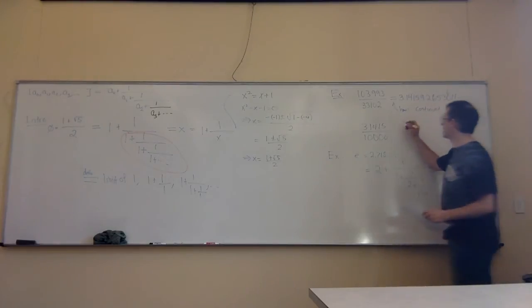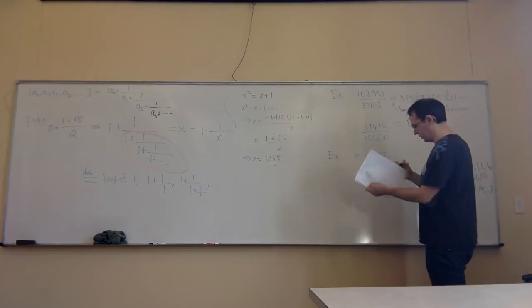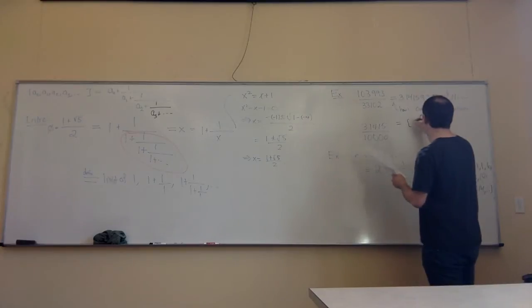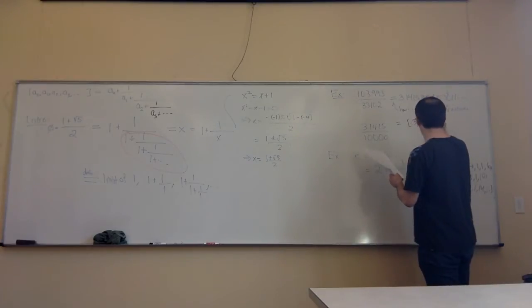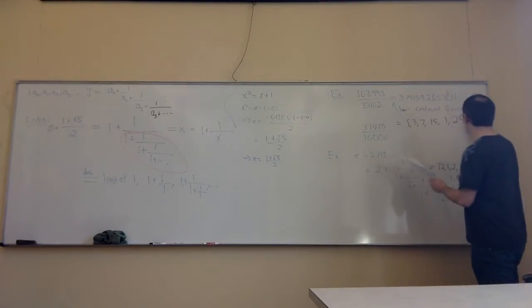And similarly, pi has a continued fraction, which looks like the following. 3, 7, 15, 1, 292, 1, 1, etc.